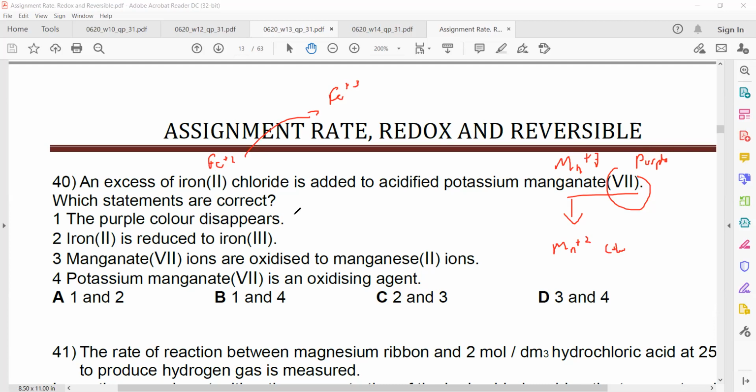The purple color disappeared. That's true. Why will the purple color disappear? Because Mn2 is colorless. That's true. Iron 2 is reduced to iron 3. That's wrong, it is not reduced, it is oxidized. Manganate 7 ions are oxidized. That's wrong because they are not oxidized, they are reduced. Potassium manganate is the oxidizing agent. Because reduction happens for potassium manganate, it is an oxidizing agent. That's also true. So which statements are correct? 1 and 4 are the correct statements.